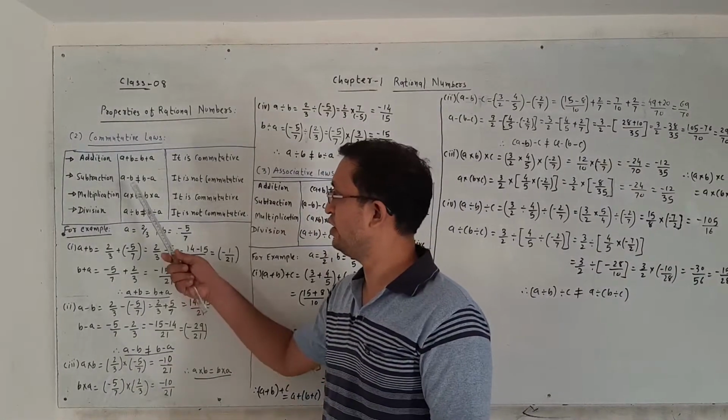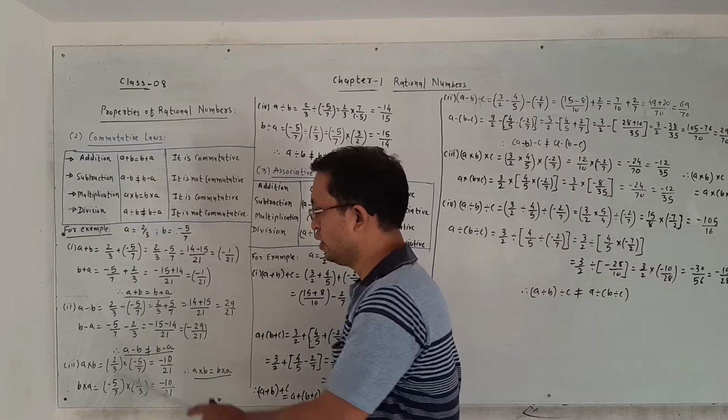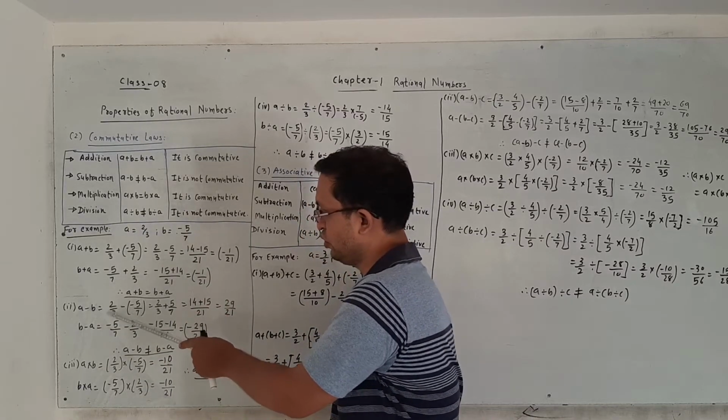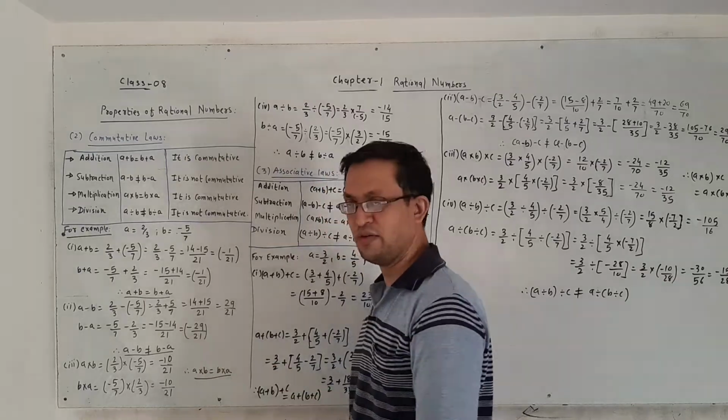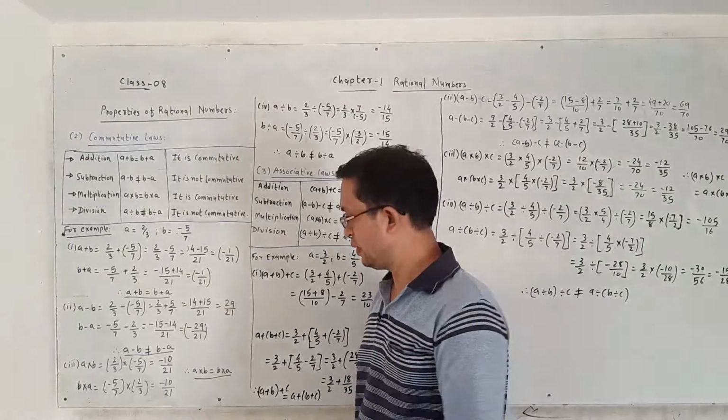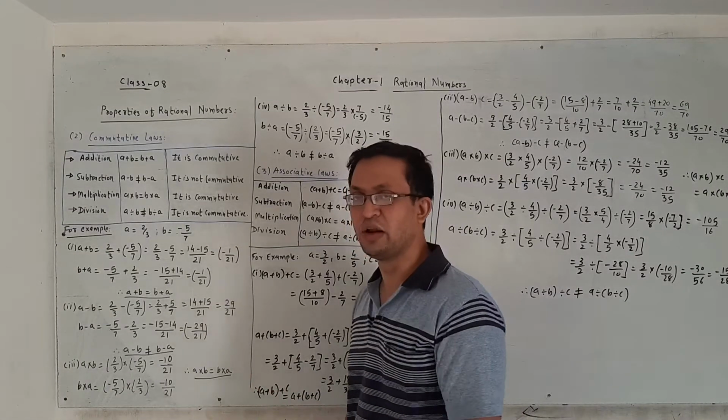Similarly, find subtraction, a minus b. A means 2 by 3 minus b, that means negative 5 by 7. 2 by 3 minus minus, plus 5 by 7. 7 times 2 is 14, 3 times 5 is 15. 14 plus 15 divided by 21, it is 29 by 21.